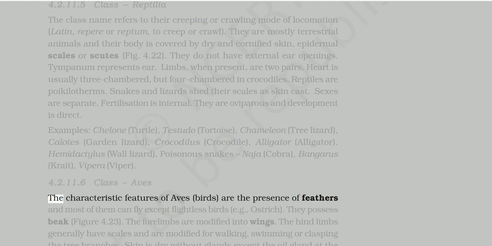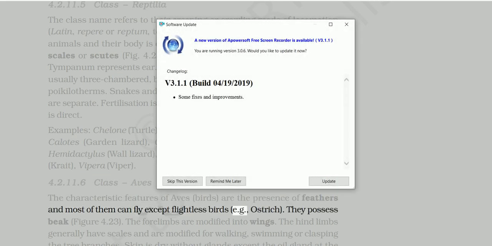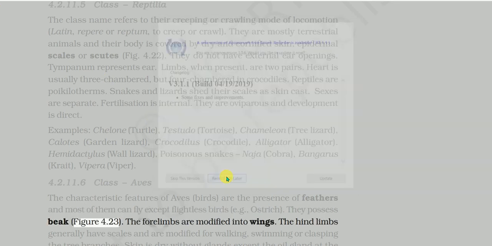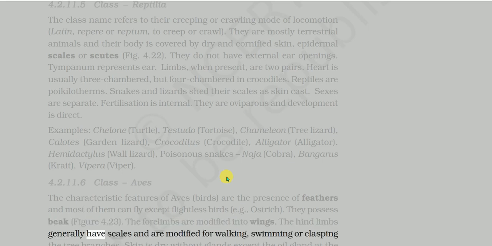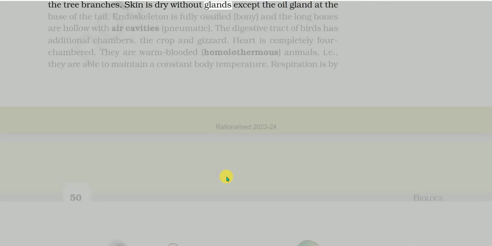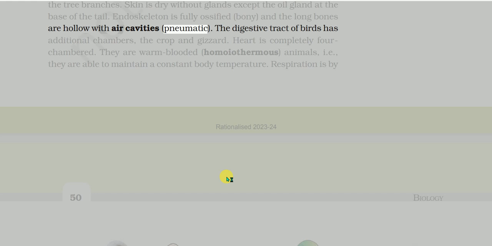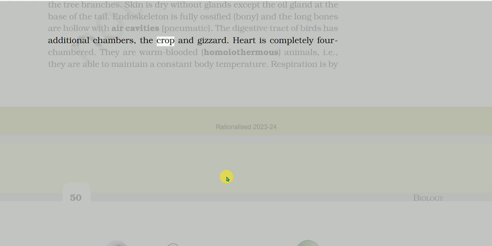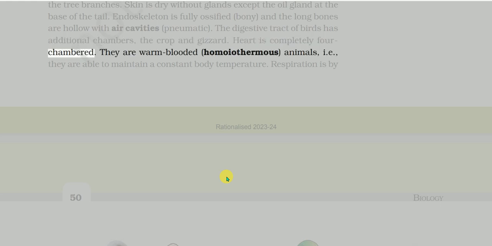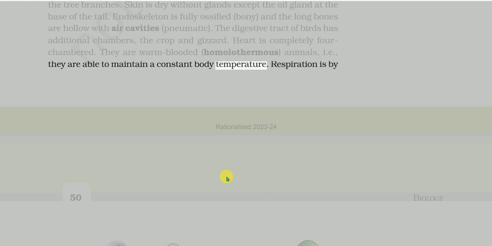4.2.11.6 Class Aves. The characteristic features of Aves, birds, are the presence of feathers and most of them can fly except flightless birds, e.g., ostrich. They possess beak, figure 4.23. The forelimbs are modified into wings. The hind limbs generally have scales and are modified for walking, swimming or clasping the tree branches. Skin is dry without glands except the oil gland at the base of the tail. Endoskeleton is fully ossified, bony, and the long bones are hollow with air cavities, pneumatic. The digestive tract of birds has additional chambers, the crop and gizzard. Heart is completely 4-chambered. They are warm-blooded, homoeothermous, animals, i.e., they are able to maintain a constant body temperature.